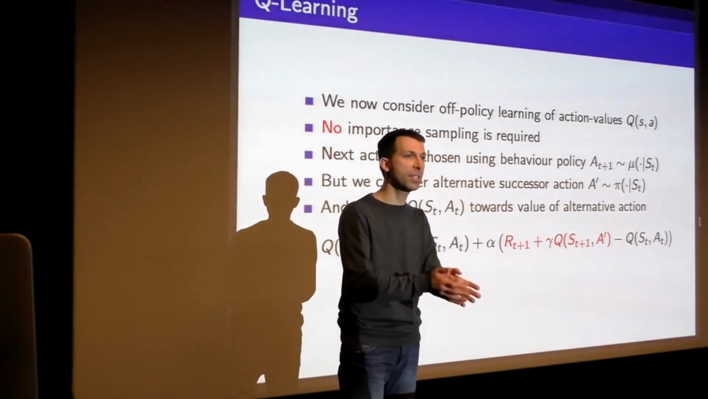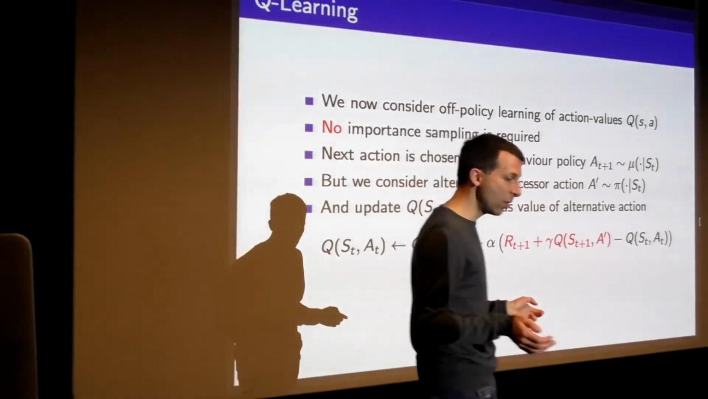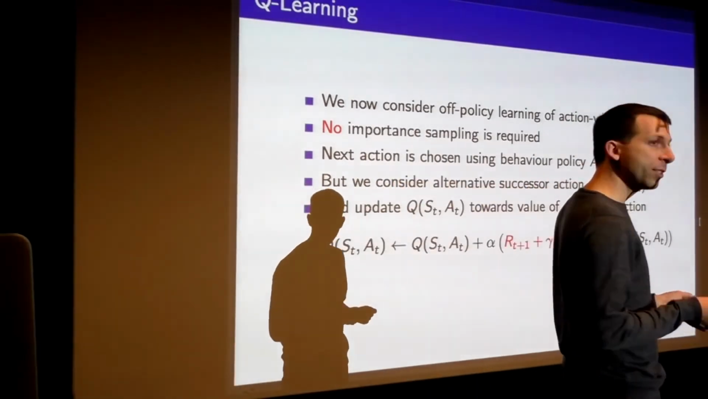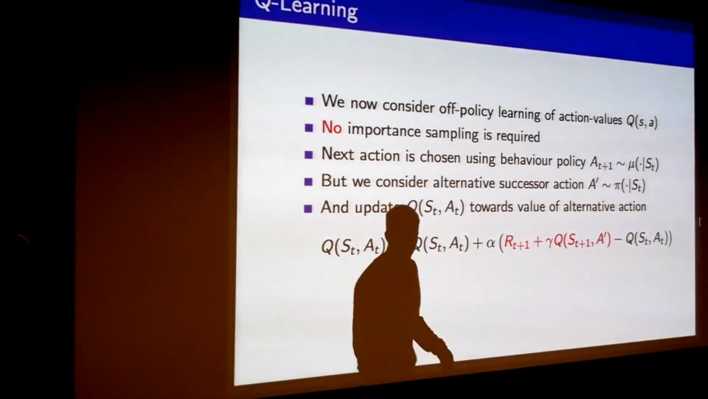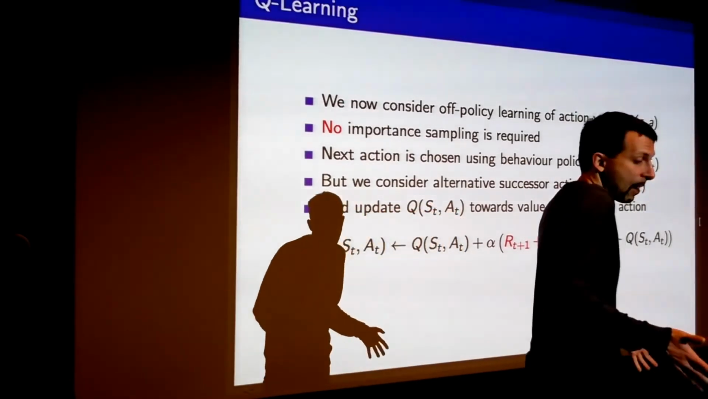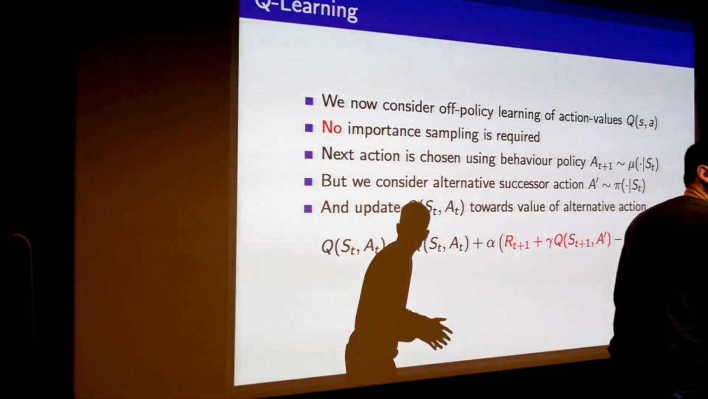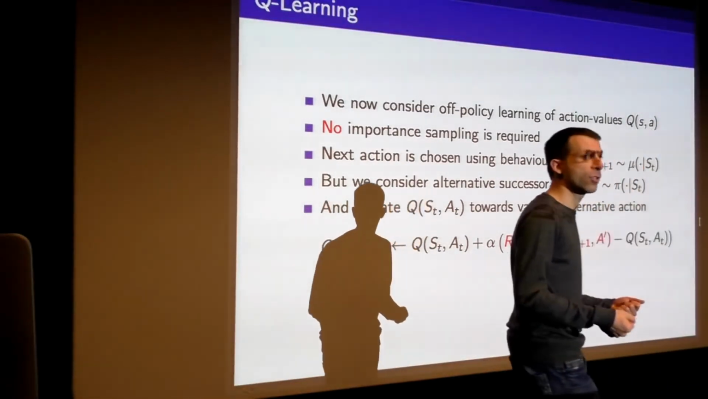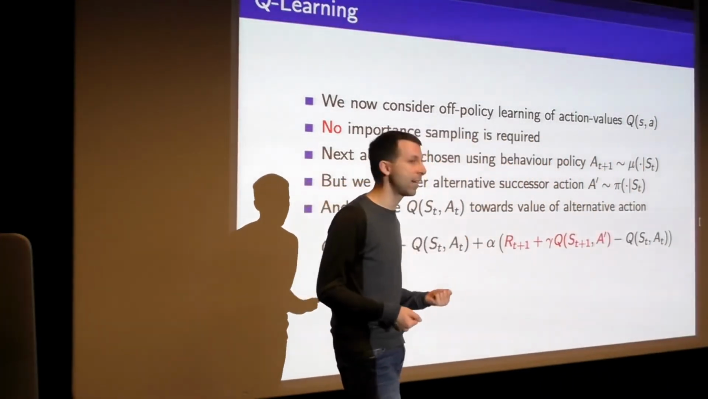So each time you get to a state, you're considering the thing you actually took, which generates your real behavior and is the trajectory you're actually following. But at every step, you're also considering some alternate action you might have taken, and that's the thing that you bootstrap from. You bootstrap from that Q value.